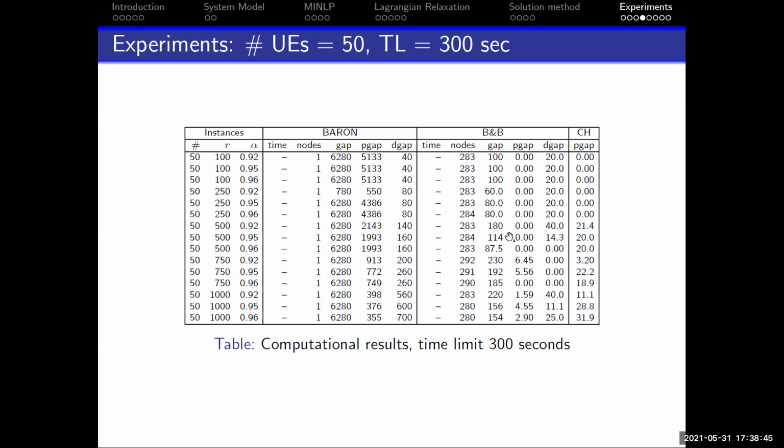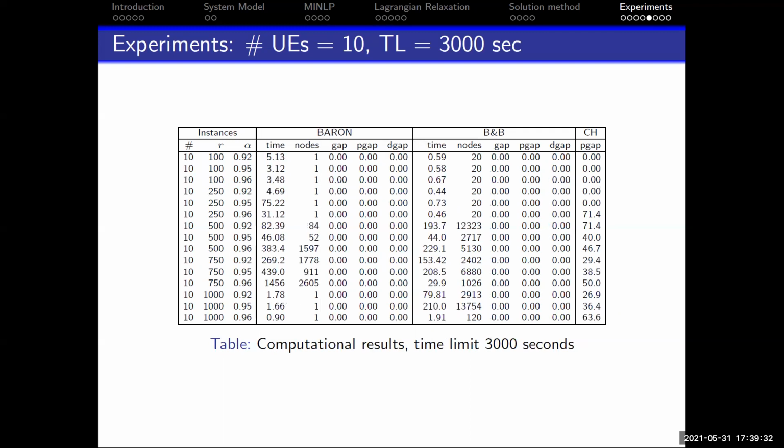Now, if we compare our branch and bound method with BARON, we can see that for larger instances, the lower bound and the upper bound, especially the upper bounds of BARON, are quite useless, whereas our bounds are still in a useful range, even though the gap can be pretty large. So we cannot say that we can solve these instances. We're still pretty far away from solving them. But if we compare the performance of our algorithm with that of BARON and the combinatorial heuristic, then our gaps are fairly small.